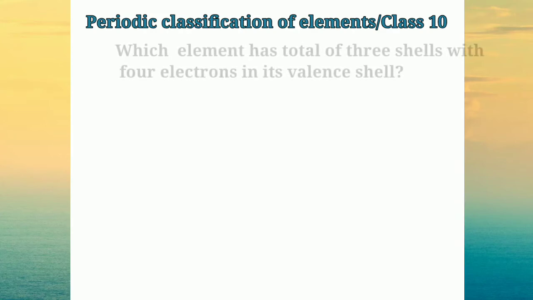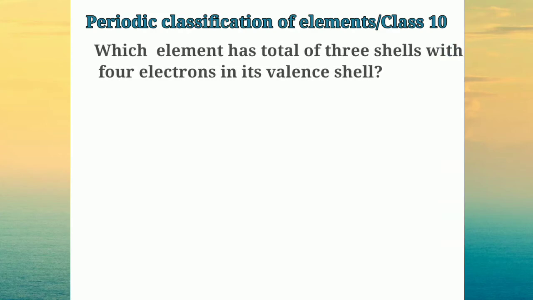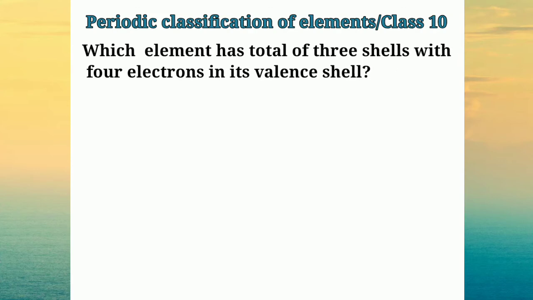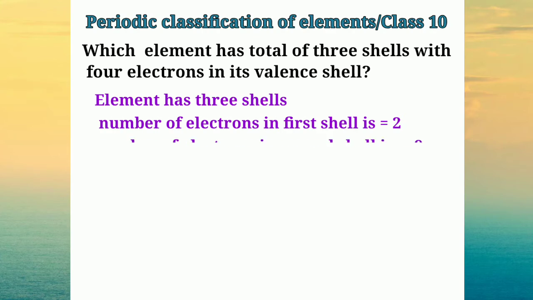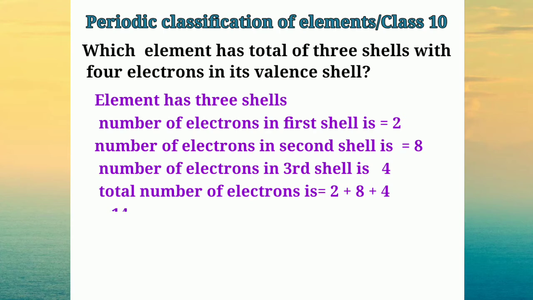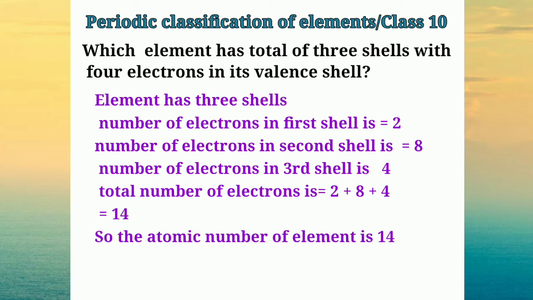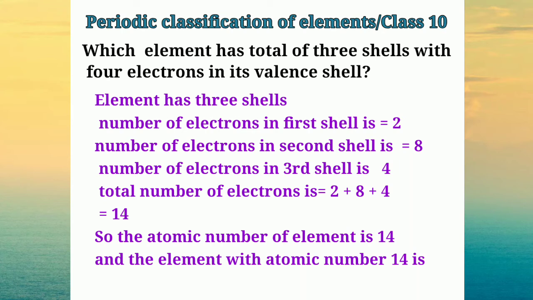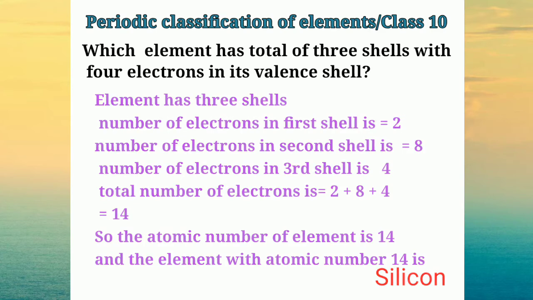And the element with atomic number 5 is boron. Which element has a total of 3 shells with 4 electrons in its valence shell? The element has 3 shells. The number of electrons in the first shell is 2, in the second shell will be 8, and in the third shell is 4. So the total number of electrons is 2 plus 8 plus 4, that is 14. So the atomic number of the element will be 14, and the element with atomic number 14 is silicon.